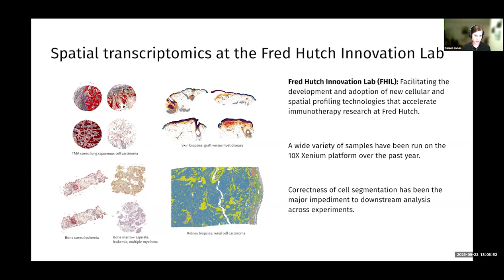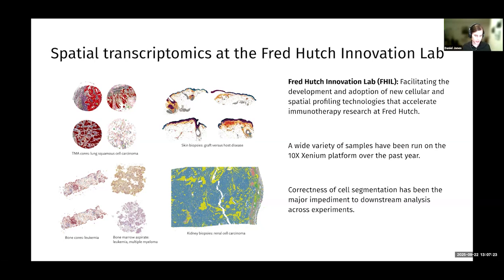And so we've been running a number of pilot projects for different groups at Fred Hutch, where we run the data and take a first look at them and then help them get up and running with it. So that's given me a nice viewpoint to look at a lot of different types of spatial transcriptomics data. We run a lot of tumor biopsies, but we're also doing a lot of bone marrow aspirate right now, skin biopsies, TMAs, things like that.